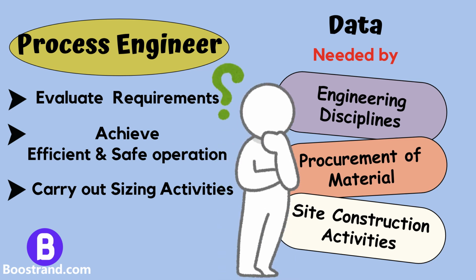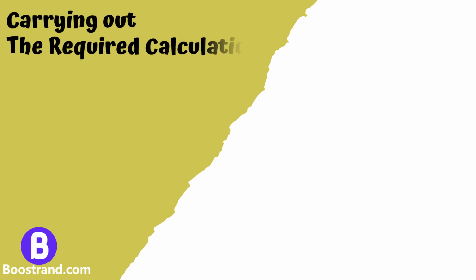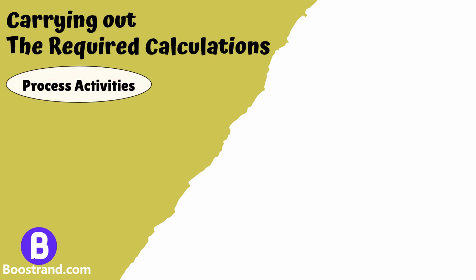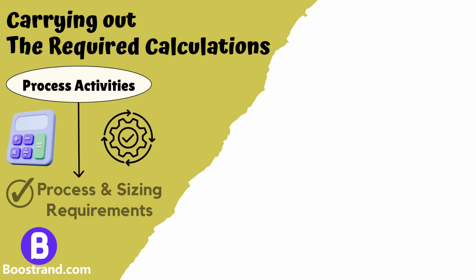But how shall all this data be delivered? Here comes the role of process engineering simulation activities, calculations, and documents. Firstly, we should carry out the required calculations. Usually, the process activities are internal calculations or software runs to determine the process and sizing requirements. Their output is reflected in other documents.